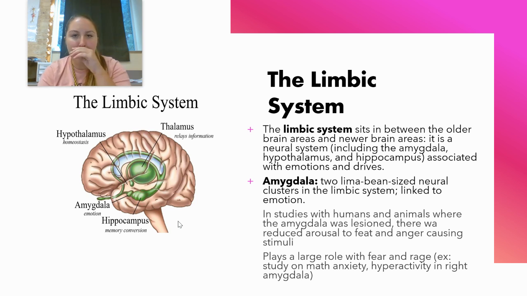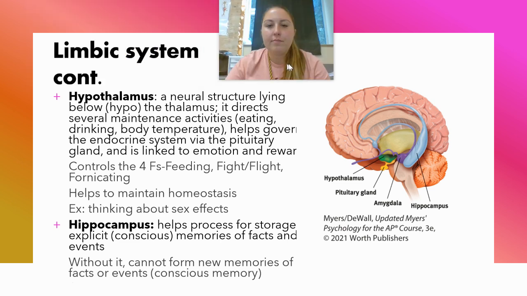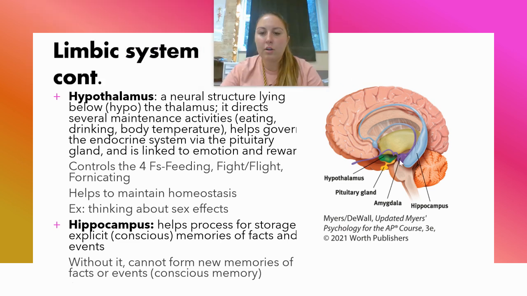So, for example, they found in a study on people with math anxiety, so people who were taking a test and they were getting anxiety on the math test, that those people actually had hyperactivity in their right amygdala. So, fear and anger, this is being processed in the amygdala. Okay, next we have, so here's our amygdala.